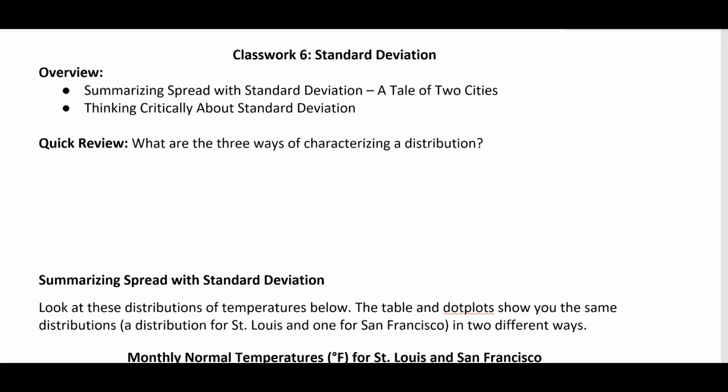But before we get started on that, a quick review from last time. What are the three ways of characterizing a distribution? This is maybe stated a little differently than you expected, but as we said last time, we really look at three things to describe or characterize our distribution. Those three things that we first look at are, of course, shape. And we discussed shape when we went over dot plots and histograms, right? So what is the general shape of our distribution?